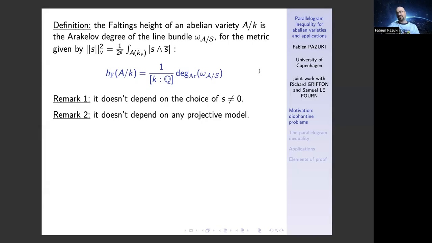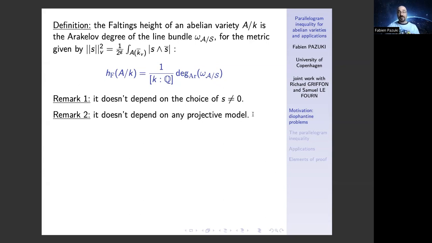Let me put here two remarks. First of all, it does not depend on the choice of S. You remember we had to choose a section of the line bundle that is non-zero. This is not completely obvious, but it comes from the product formula that exists on the base field where we work, so the number field where we work. So it does not depend on this choice, so that is nice. It's rather canonical in a way.